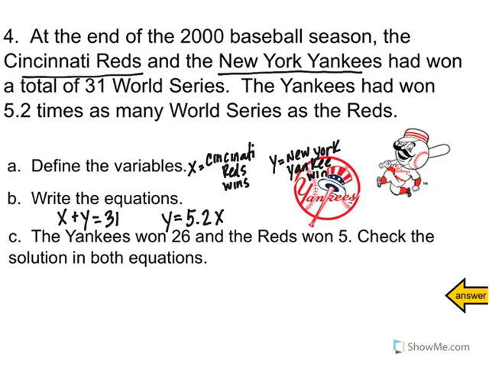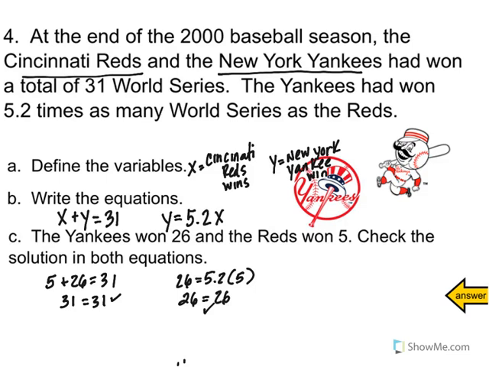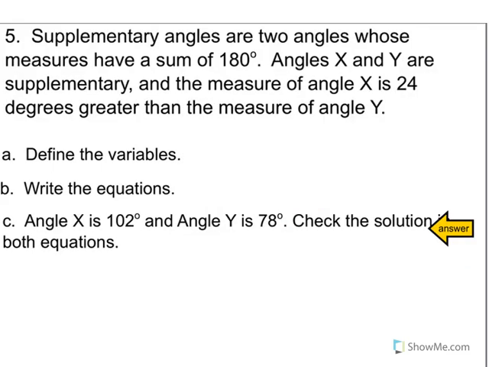Again, the Yankees had a total of 26. The Reds had a total of 5. So we're going to check it. Again, 5 goes with x, because that's Reds. 26 goes with y. That's Yankees. 5 plus 26 is 31. So we know the first equation is correct. 26 is y. 5 was x. 5.2 times 5 is 26. So 26 equals 26. So we know both of our equations are correct.